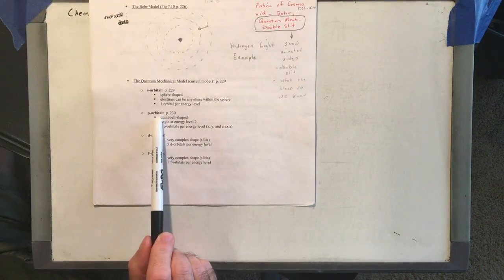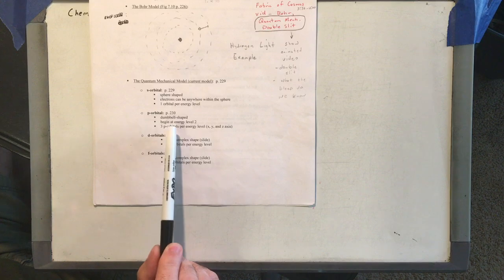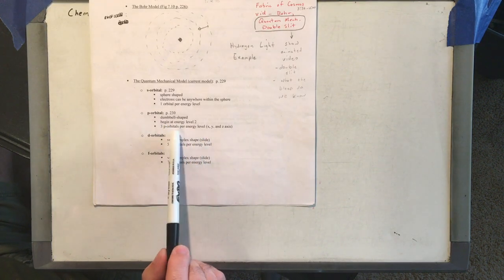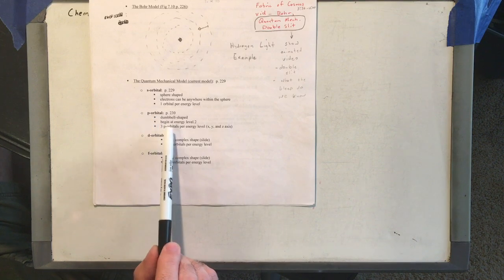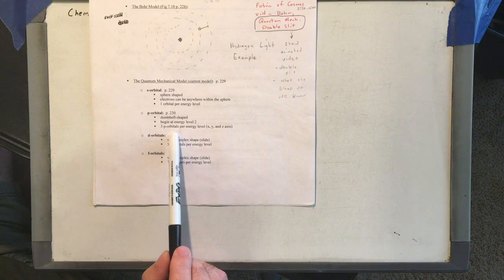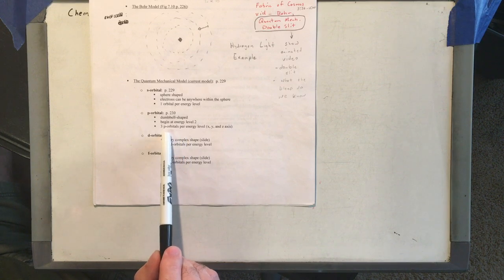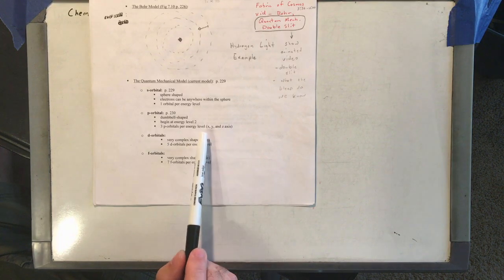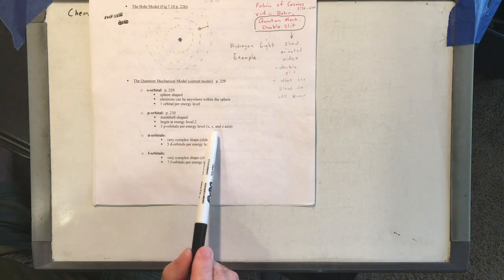Okay, the next shape is called the p orbital, next orbital, on page 230. The book calls it a dumbbell shape. Looks a little more like a bow tie to me. P orbitals start at energy level 2. I'll show you how to figure that out on the periodic table in just a minute. And there are 3 p orbitals per energy level. X, Y, and Z axis. 1 orbital per energy level.